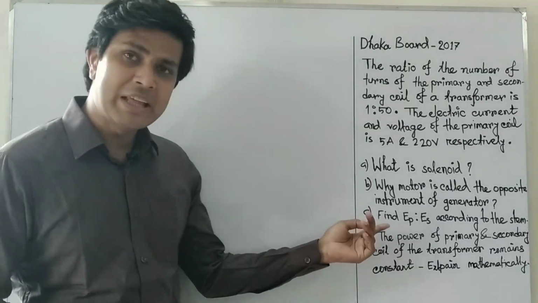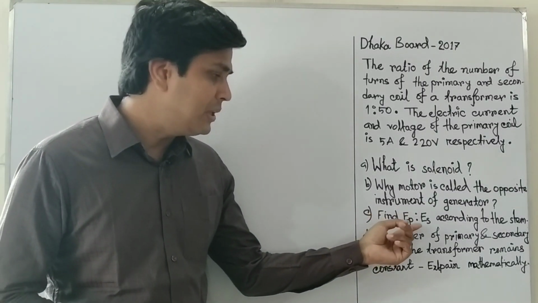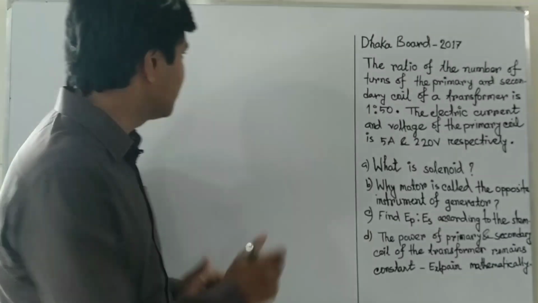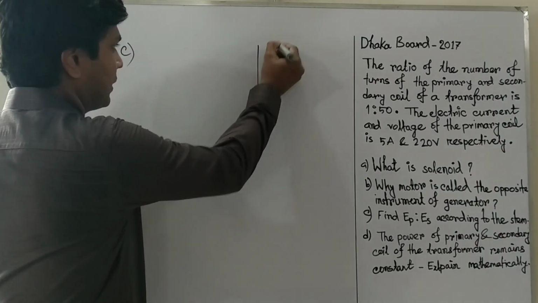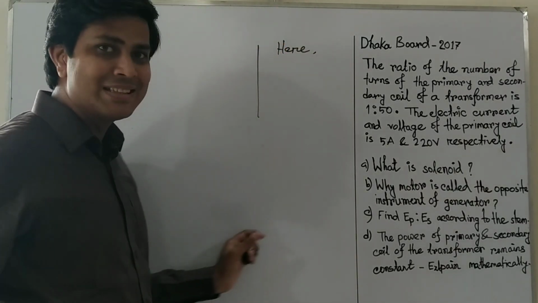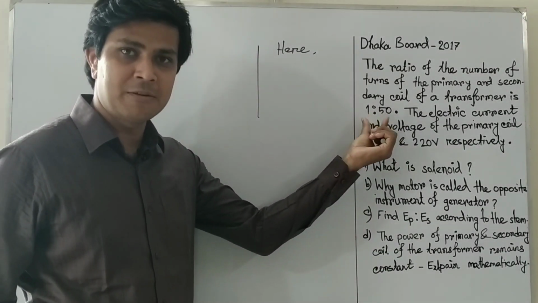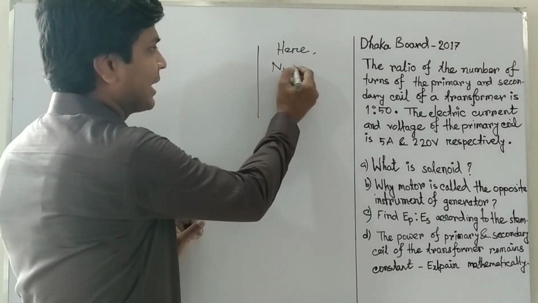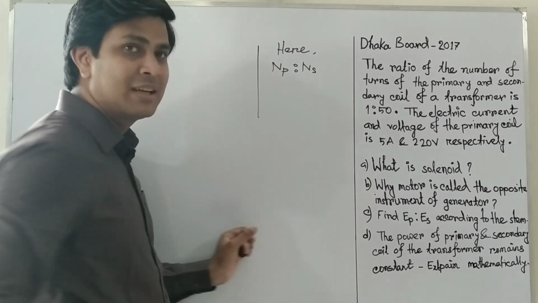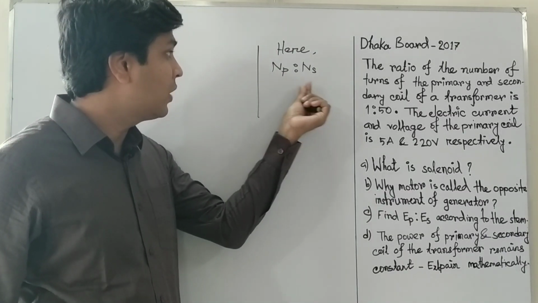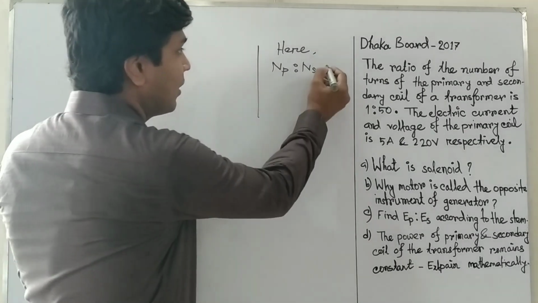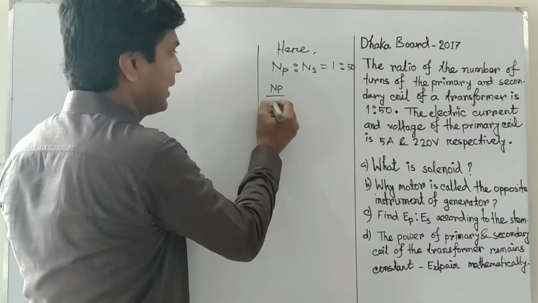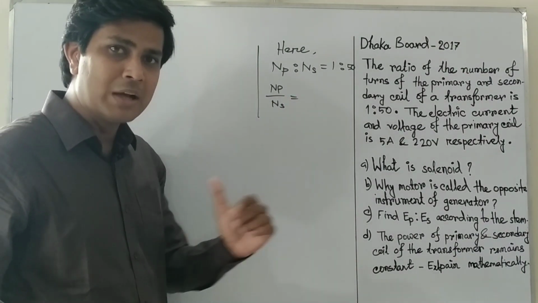Now question number C, the question is find the ratio of EP and ES according to the stem. Let us solve the question first. Here the given quantity is the ratio of number of turns of primary and secondary coil. We know the number of turns of the primary coil is NP and the number of turns of the secondary coil is NS. And the ratio between them is given 1:50. That means NP by NS equals 1/50.